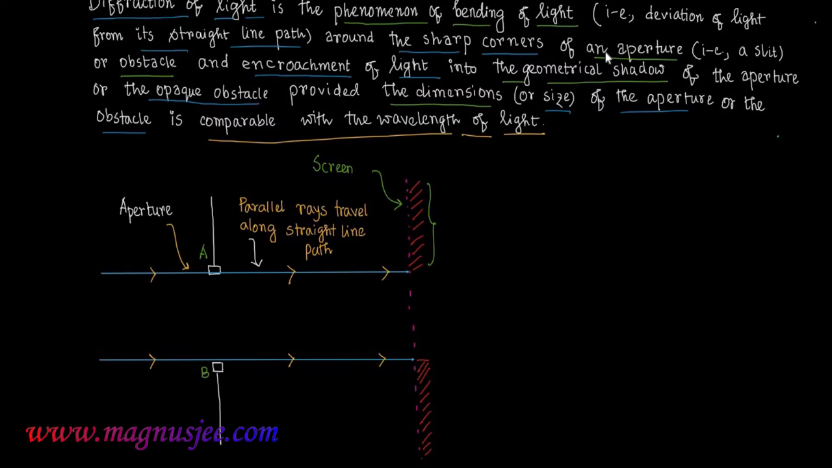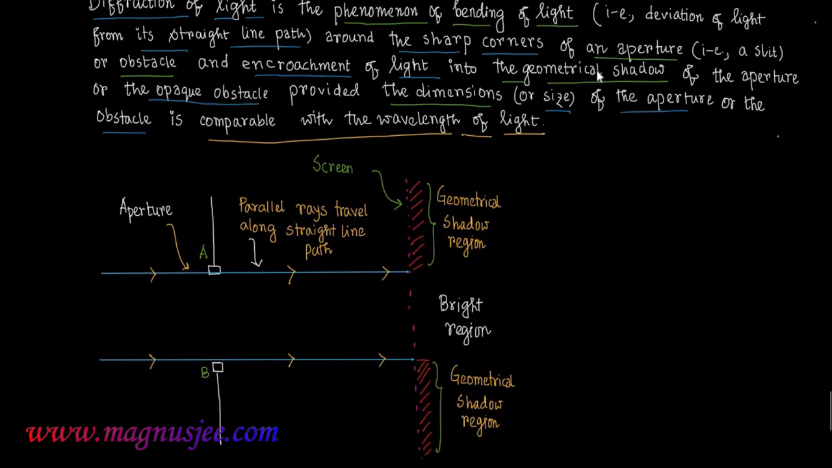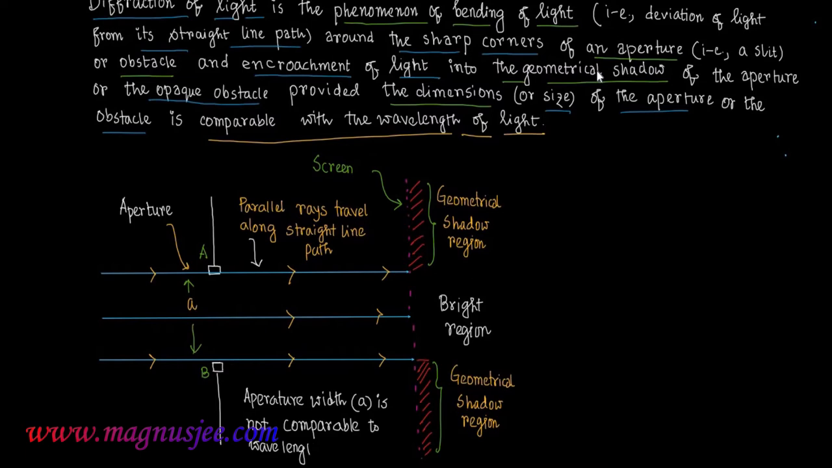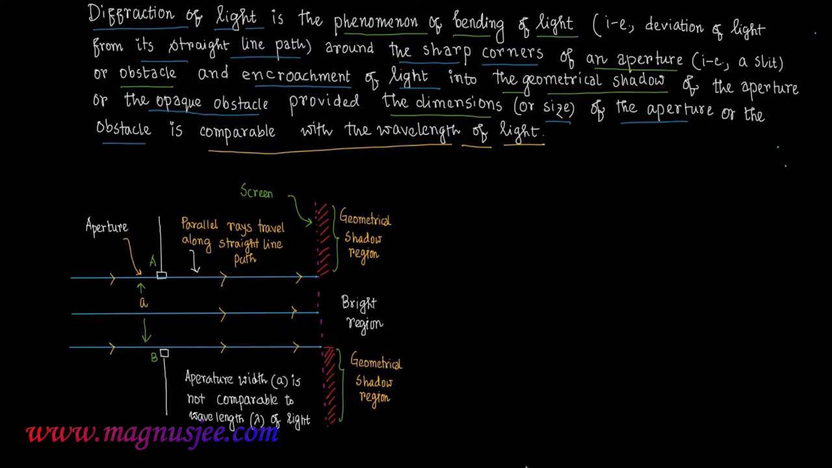This region is known as the geometrical shadow region. And we can denote the bright region in the diagram, where parallel rays are passing through the aperture AB. Small a is the width of the aperture, and the aperture width a is not comparable to the wavelength lambda of light. In that case, light will be traveling along a straight line.